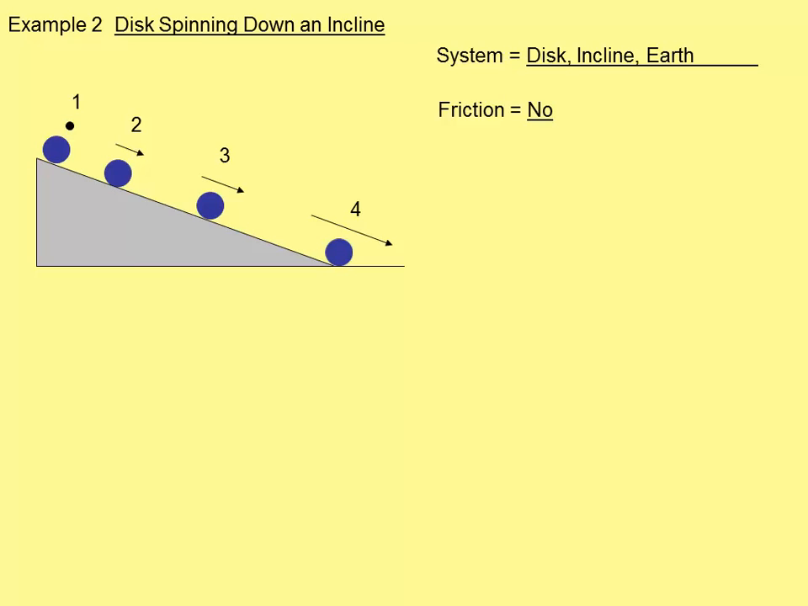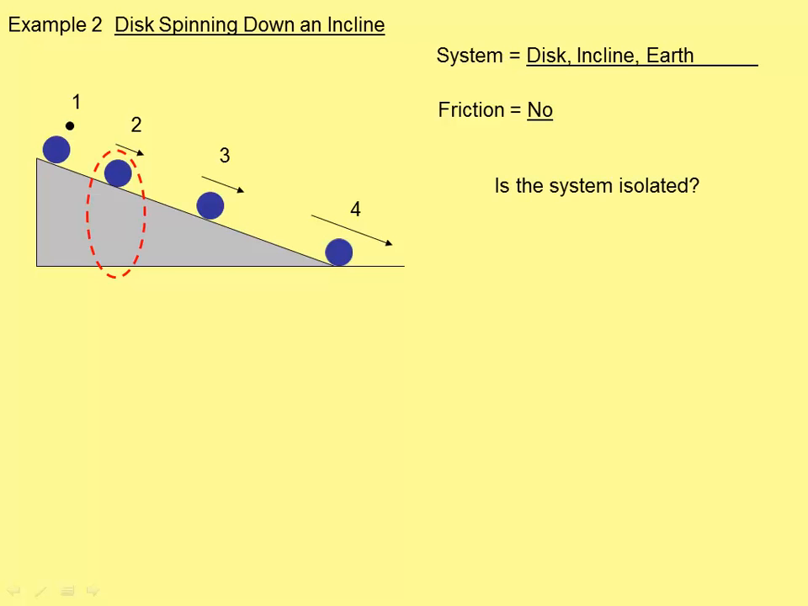If you added in friction, what would be different? You would have to have dissipated energy. So I'm idealizing. I'm saying no friction, therefore no dissipated energy. So there's our system. Notice the disk, the incline, and the earth. So we're reaching all the way down to the earth there, both visually and by writing it out.